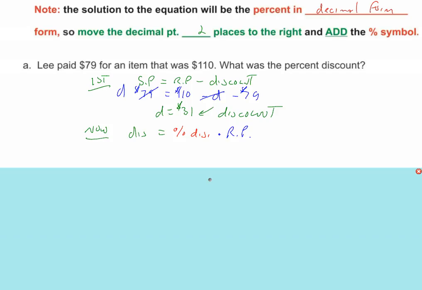So you have to understand that this is a two-step problem. And you say, well, how would I know to do that? Well, that's why I'm showing you, and that's why I put up there with an asterisk. You got to first find the discount, okay? So now we're ready to put our numbers in. We just found the discount to be $31. The percent discount is what we're solving for. And the retail price was $110, right? The original price of the item. Now it's easy to solve. Divide both sides by $110. That's going to isolate our variable.